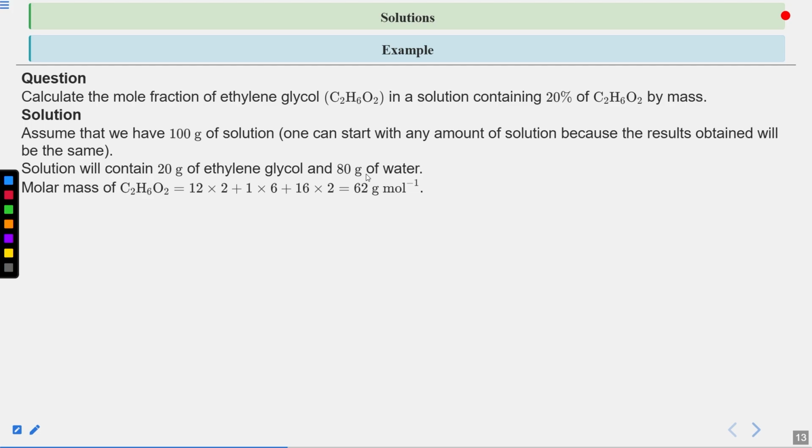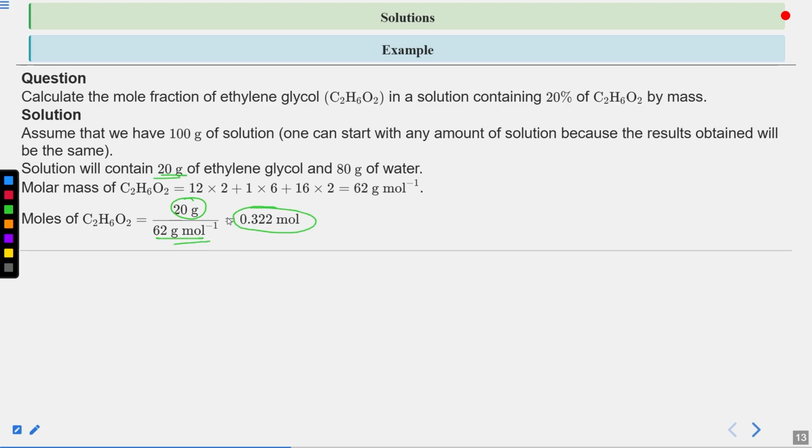Then we were interested in the mole fraction, so we have to calculate the moles. First, for ethylene glycol, we have to calculate the moles. So for that, we have calculated the molar mass initially, 12 into 2, 1 into 6 for hydrogen, and 16 into 2 for oxygen. Add all of this, you will get the molar mass as 62 gram per mole. Then the moles of this ethylene glycol will be 20 gram divided by the molar mass. Means given mass, which is 20 gram, divided by the molar mass. This will give you 0.322 as the number of moles of C2H6O2.